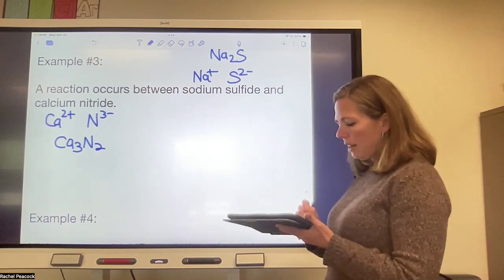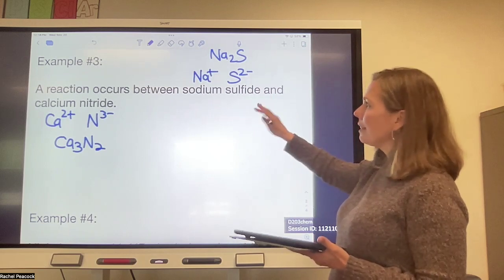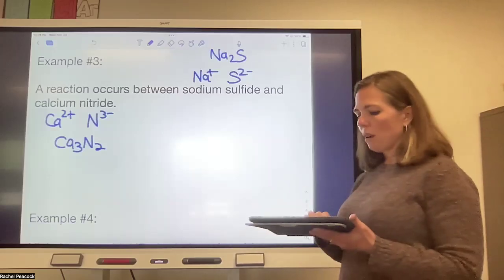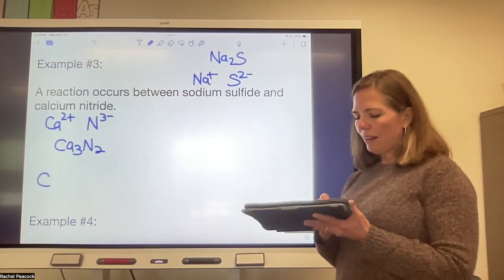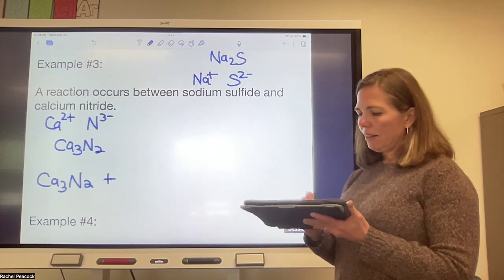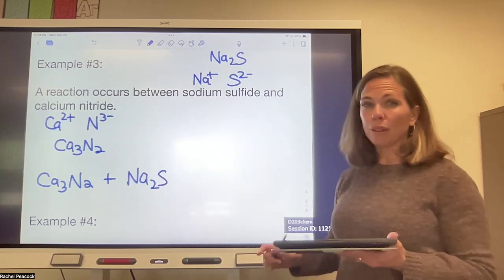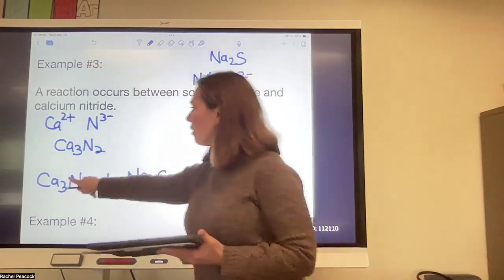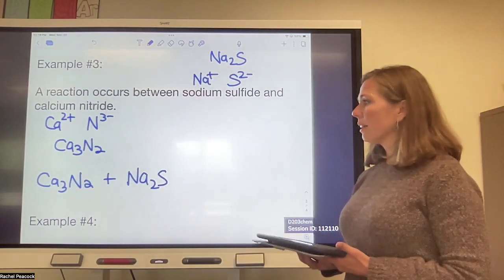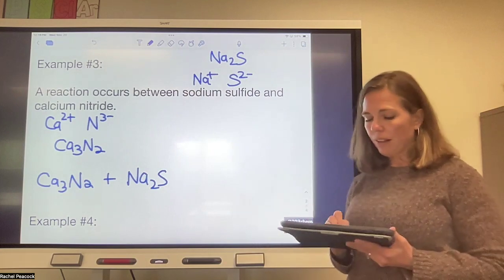All right. Based on how this is reading, it says a reaction occurs between these 2. That means these 2 are your reactants. So we're going to write Ca3N2 plus Na2S. It does not matter what order you put those in. If you had Na2S here and Ca3N2 there, that's totally fine. Okay, so that's good. Now, can you tell what type of reaction it is?